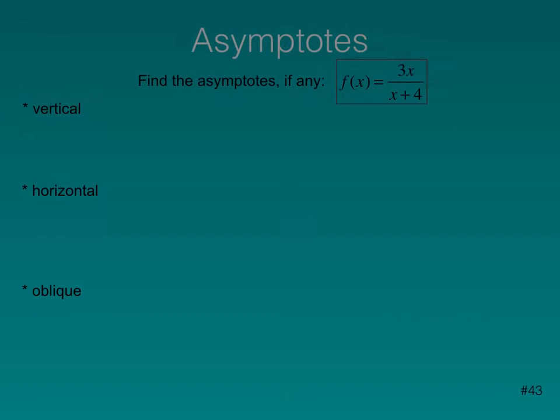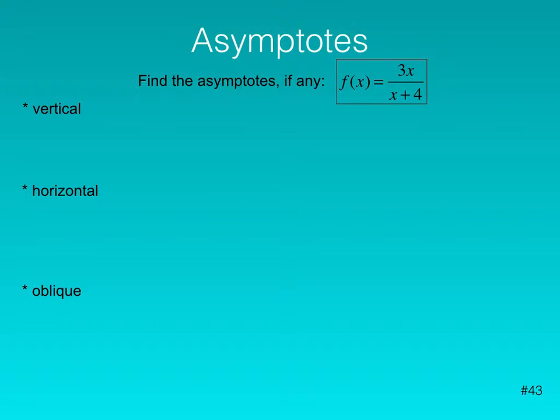So the asymptotes are going to be important anchors to help us sketch our rational function. Here we have an example, f of x equals 3x over x plus 4. This is a rational function because it's written as a fraction. The numerator and the denominator are both polynomial expressions of degree 1 in this case.